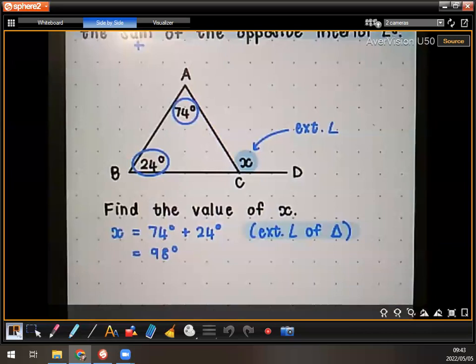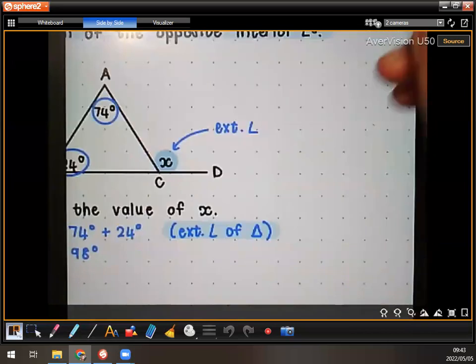Of course, we have a reason for this. The reason is x, exterior angle of triangle. Yeah, that's the reason that you're always going to write when you are working with an exterior angle. What is 74 plus 24? Then 98. Okay, any questions on that one?